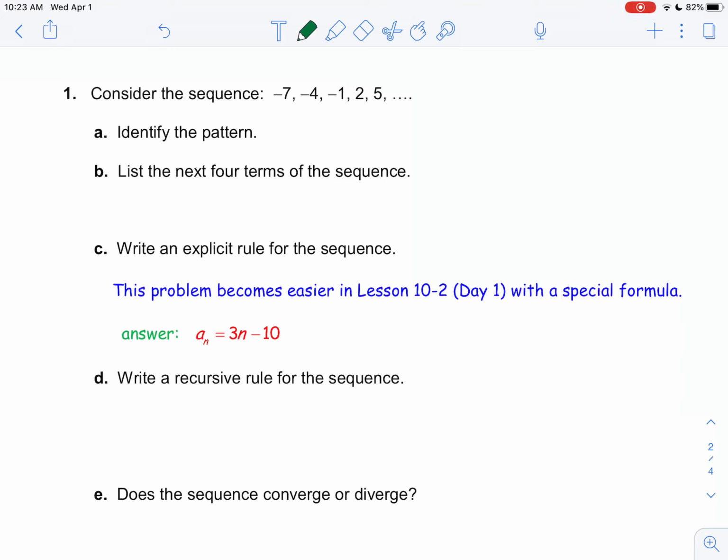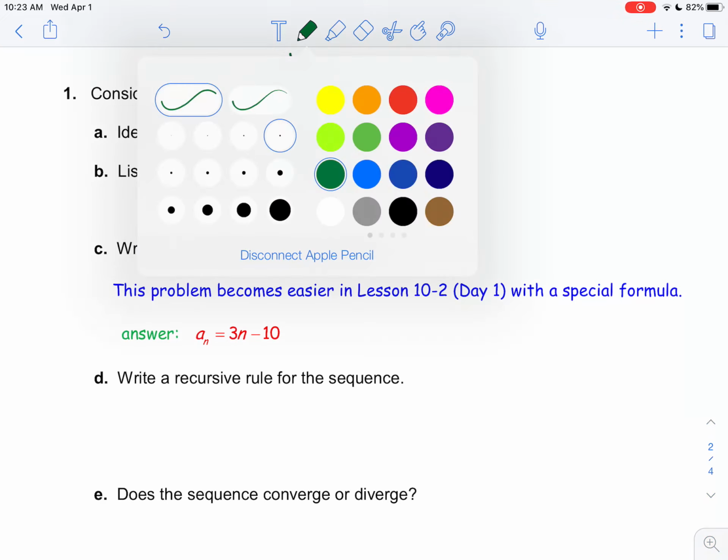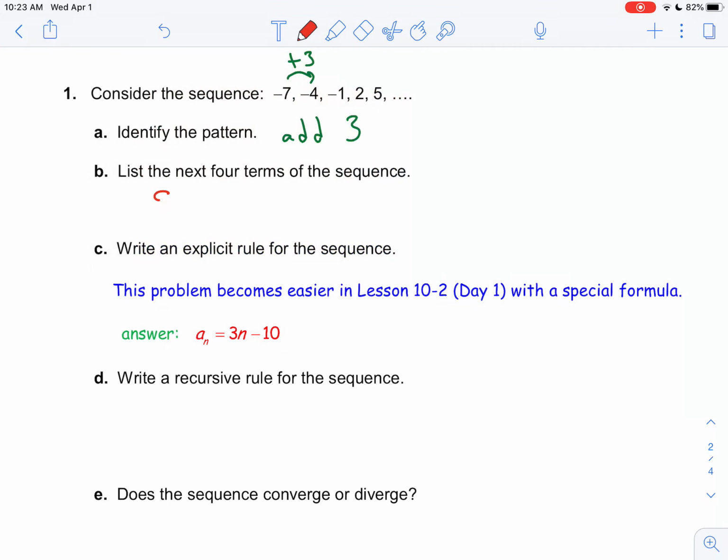If you're looking at this one, it's going up by adding 3, and then I'm adding 3 again, and then adding 3, and adding 3 again. So the pattern here is to add 3. The most common patterns you'll look for are adding and multiplying, but there are some other patterns beyond that as well. Now using the rule of adding 3, 5 plus 3 is 8, plus 3, plus 3, and plus 3, so we found more terms.